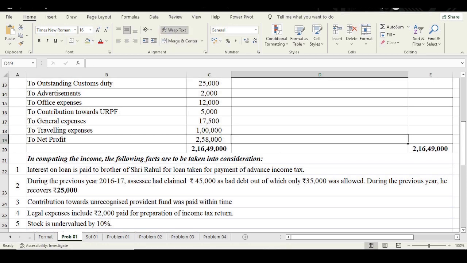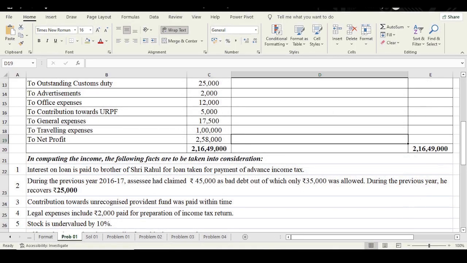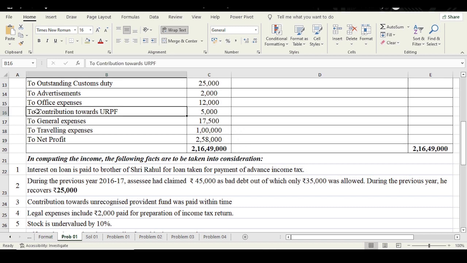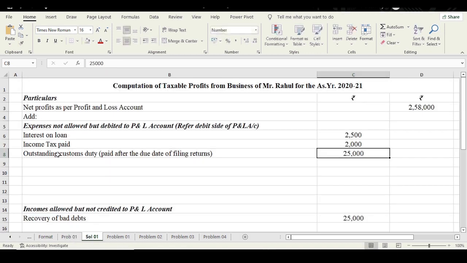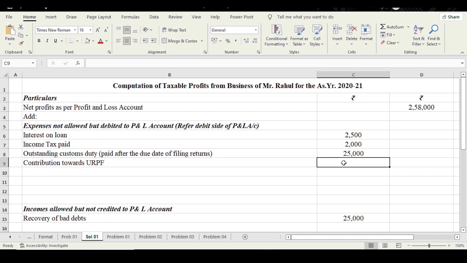Again, quickly let me take you to the provisions. Okay, so over here, employer's contribution to recognized provident fund and approved superannuation fund is allowable expenditure, and actual expenditure incurred will be the quantum of deduction available to all types of assessees. But in this case, it is not for recognized provident fund, it is for unrecognized provident fund. As such, it is not allowed, even though it is paid within the date of filing the returns. Not allowed. Amount is 5,000.